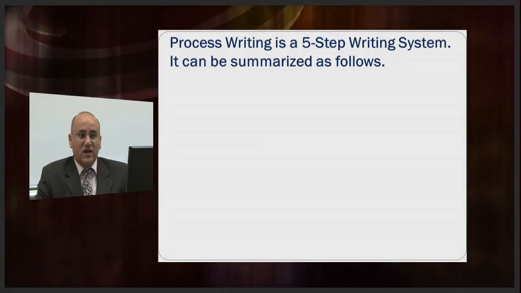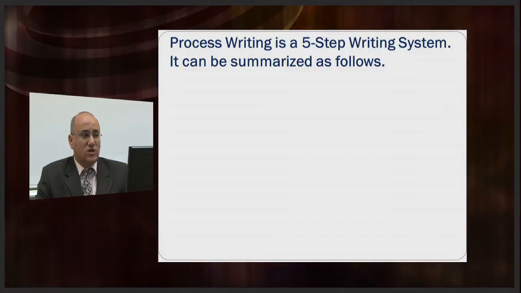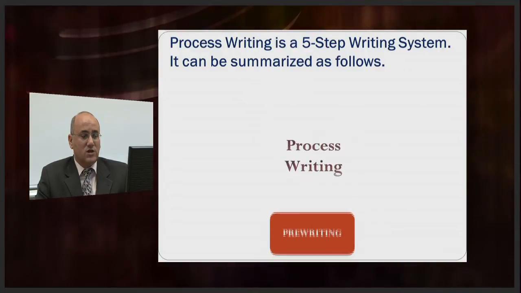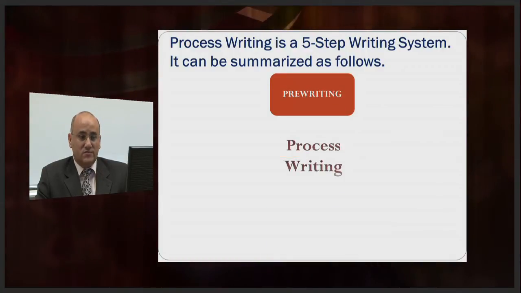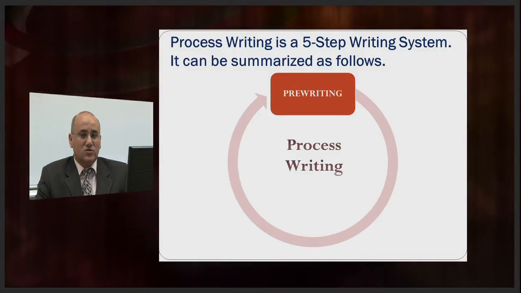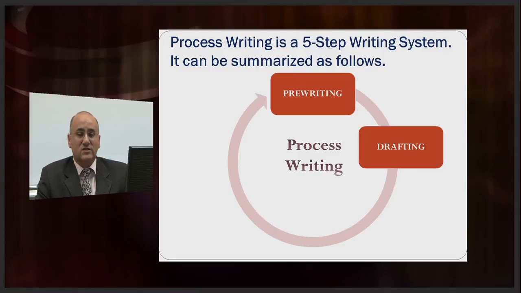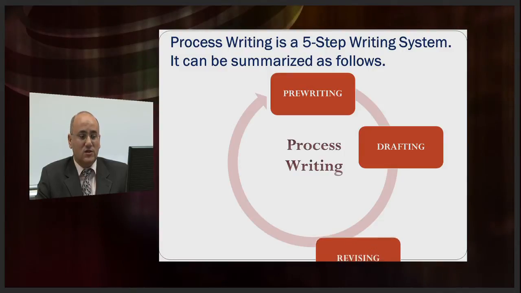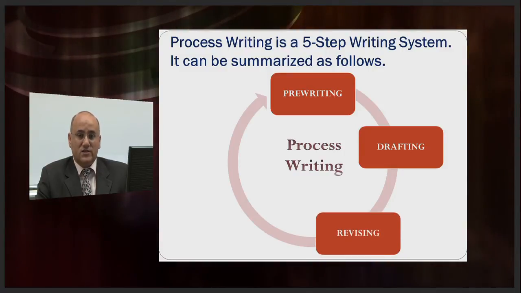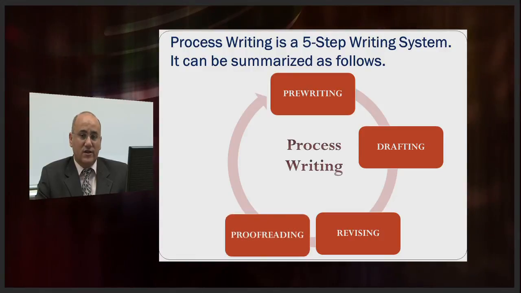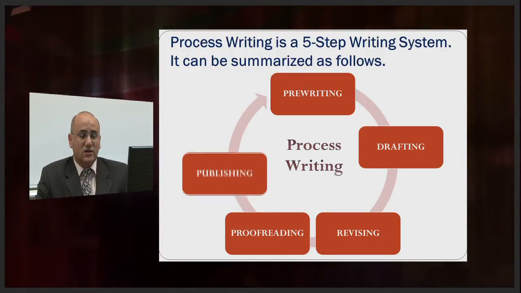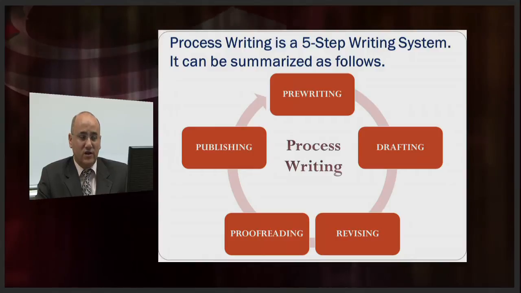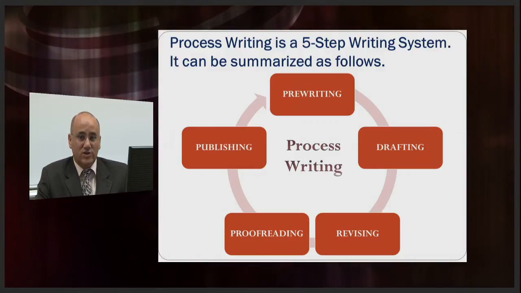Process writing is a 5-step writing system. It can be summarized as follows. Step number 1 is pre-writing. We start with pre-writing, then we draft. So the second step or the second stage is drafting. After drafting, revising, then proofreading, and then publishing. So they are pre-writing, drafting, revising, proofreading, and publishing.